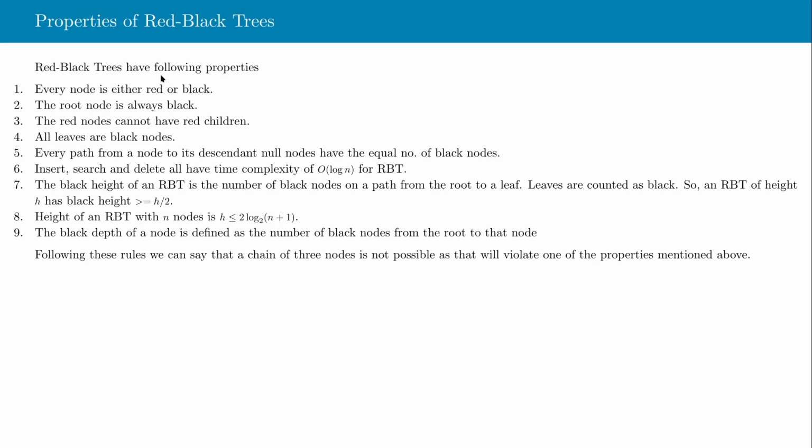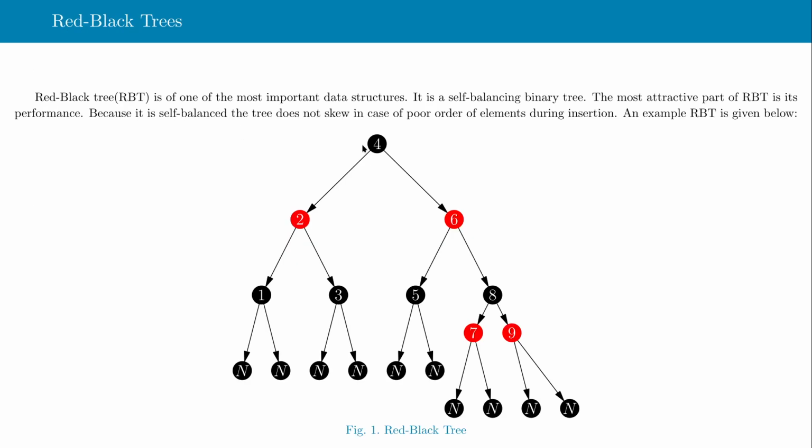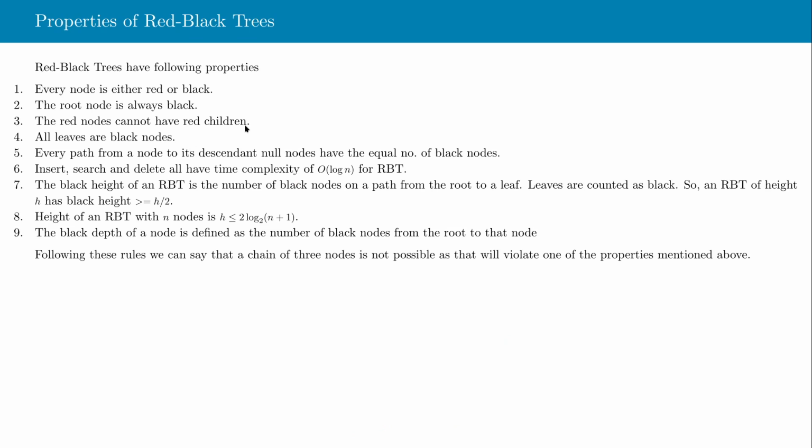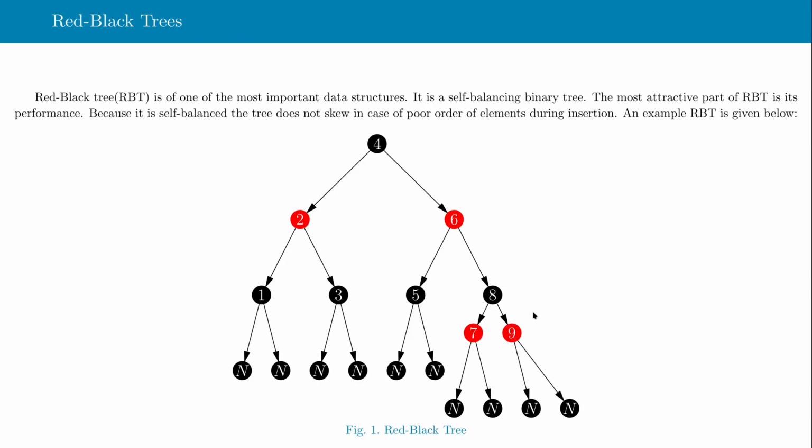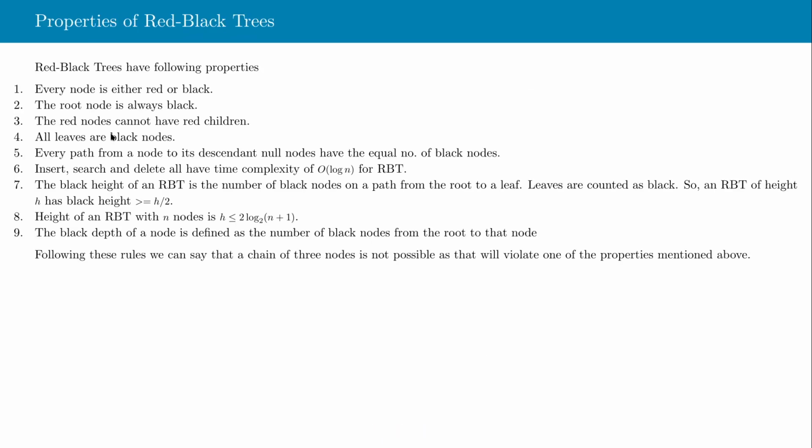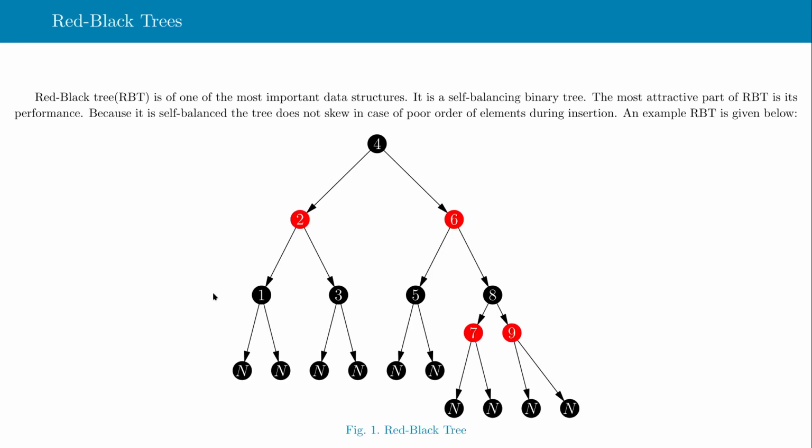So the properties of red black tree include the following items. One is that every node is either red or black, as we have seen. The root node is always black. That was the black node here. Root node is black. Red nodes cannot have red children. Red nodes have black children, as you can see. All leaves are black nodes. So these leaves are black nodes. Remember, black nodes can have black children, okay? So it doesn't matter if the parent of null nodes or leaves are red or black. The leaves can always be marked as black nodes.